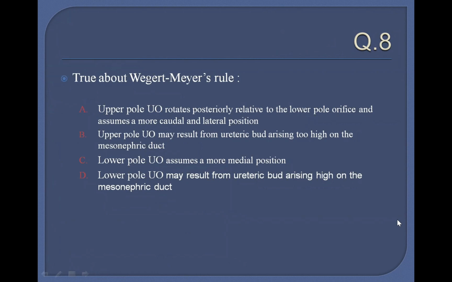Next question. Which of the following is true about Weigert-Meyer rule? Option A, upper pole ureteric orifice rotates posteriorly relative to the lower pole orifice and assumes a more caudal and lateral position. Option B, upper pole ureteric orifice may result from ureteric bud arising too high on the mesonephric duct. Option C, lower pole ureteric orifice assumes a more medial position. Option D, lower pole ureteric orifice may result from ureteric bud arising high on the mesonephric duct.